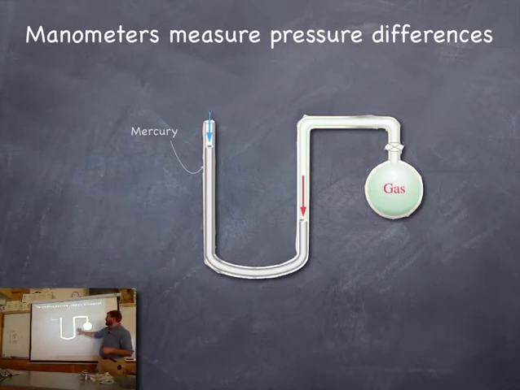So the U-tube of a manometer is generally filled with a liquid, almost always mercury, because mercury has a very low vapor pressure. That is, it doesn't produce a lot of gases, and it's heavy. It's very dense.